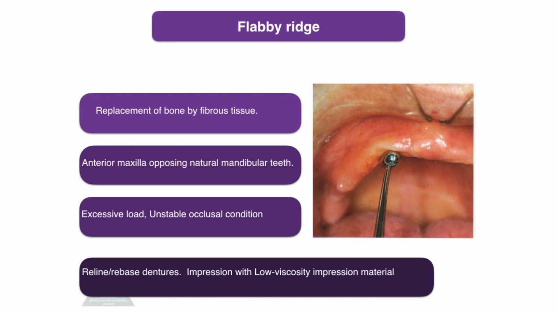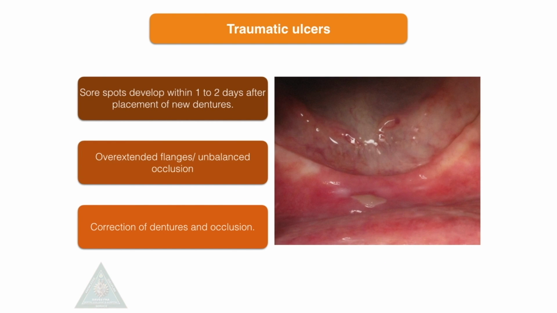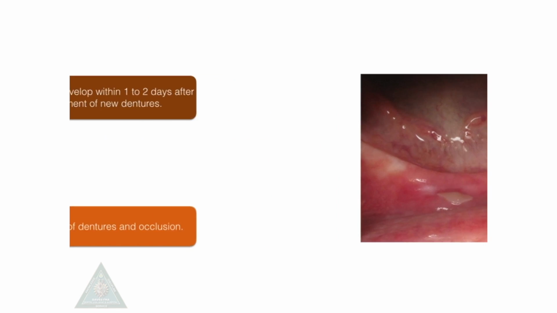Flabby ridge is nothing but the replacement of alveolar bone by a fibrous tissue. It is more commonly seen in anterior maxilla opposing the natural mandibular teeth. It is due to excessive load and unstable occlusal condition and can be treated by relining or rebasing the denture base or modifying the impression with low viscosity impression materials. Traumatic ulcers, also known as sore spots, develop within 1 to 2 days after placement of new dentures, and it is mainly due to overextended flanges and unbalanced occlusion, usually treated by correcting the overextension of the dentures and correcting the occlusion.